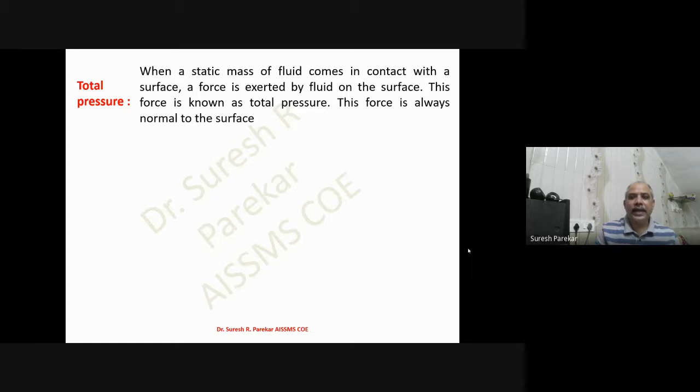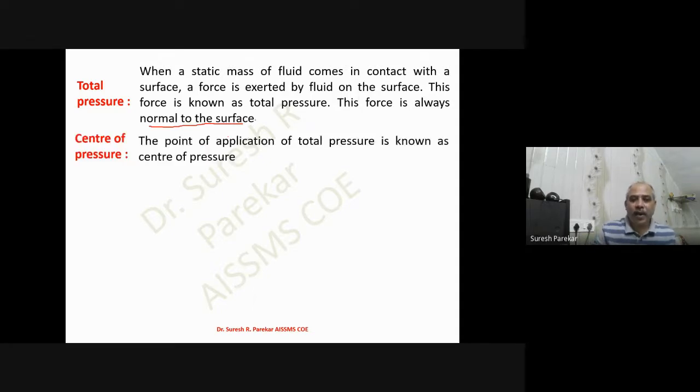then it will exert force on it. And that force is known as total force. And this force, this is most important, this force is always normal to the surface. That is most important. Now, center of pressure we have, that is the point of application of total pressure. So we have to find its application, and then that is known as your center of pressure.